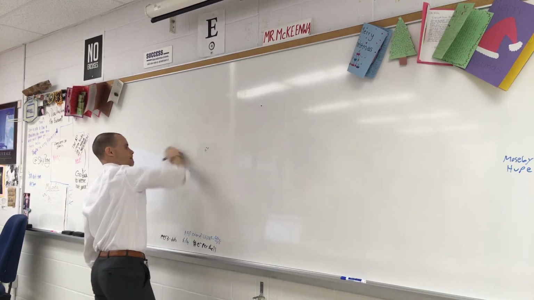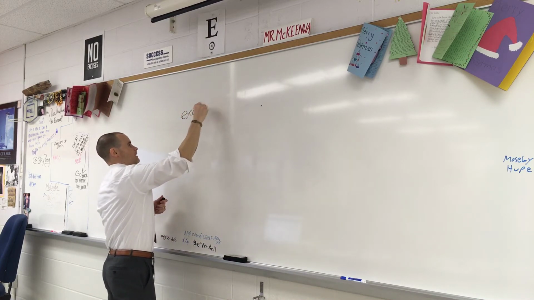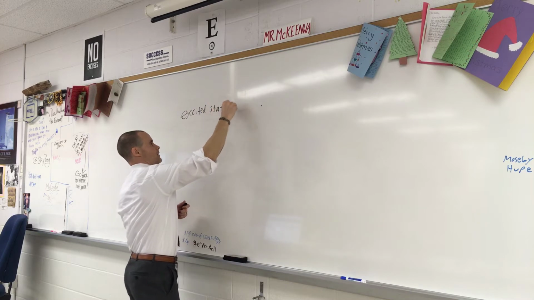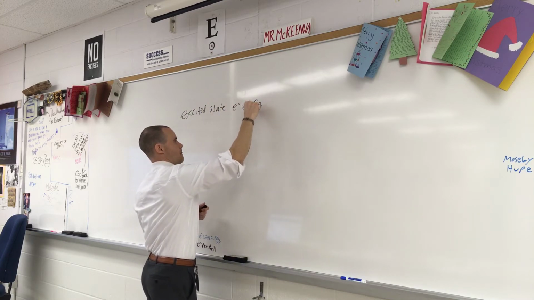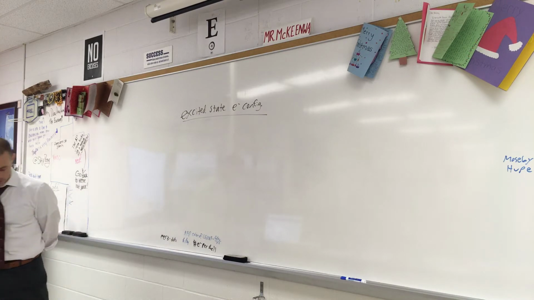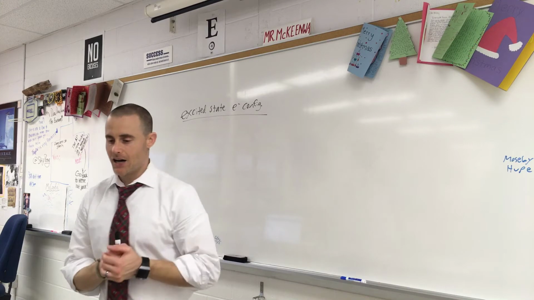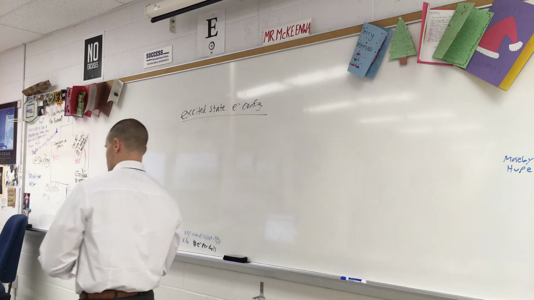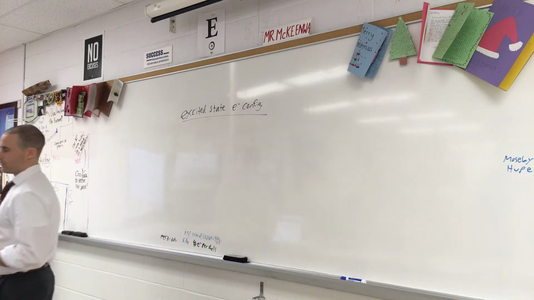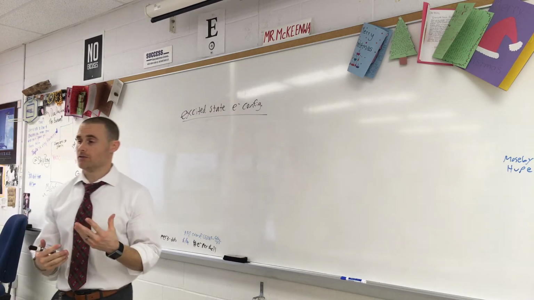Excited state. So the excited state electron configuration. So we got ground state, very stable, low energy. That's what's on your periodic table. But once you start giving atoms energy, heat, electricity, now electrons can become what is called excited.